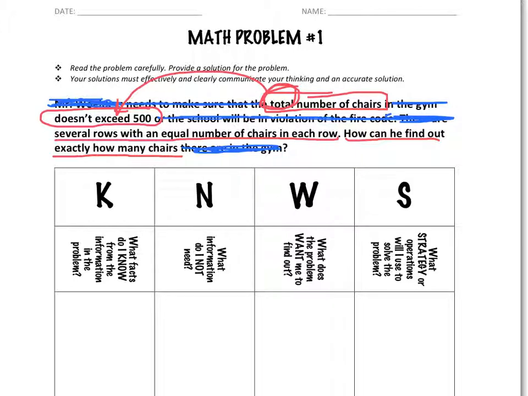All right, so now I have enough information that I can go down here and fill in my KNWS chart. What facts do I know from the information? What information do I not need? What does the problem want me to find out? And then you can list some strategies, and I'm really curious about this part today. What are some strategies that you can use to answer this problem? I'm going to give you 5 minutes. I want you to try and figure that out right now at your table.